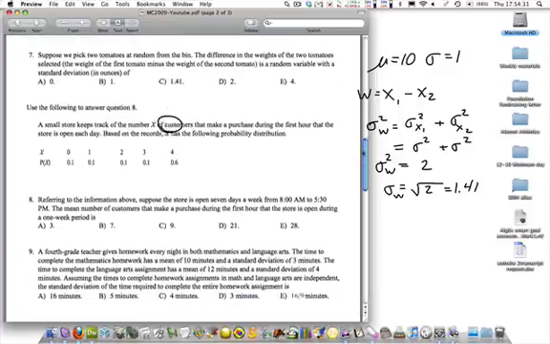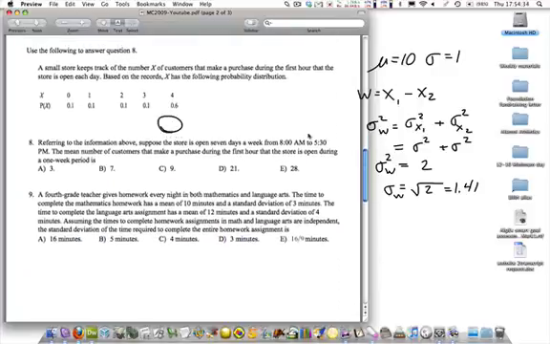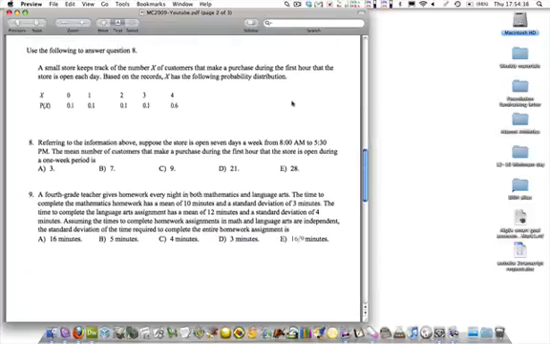Okay. So now I'm going to scroll down here. We'll take a look at question 8, and I want to clear the screen. Okay, so question 8, we've got a small store that keeps track of the number of customers that make a purchase during the first hour that the store is open each day, and they give you a probability distribution. Then they say, referring to this information here, suppose the store is open 7 days a week. They want to know the mean number of customers that make a purchase during the first hour for the entire week, and that's where the trick part of this question comes in.